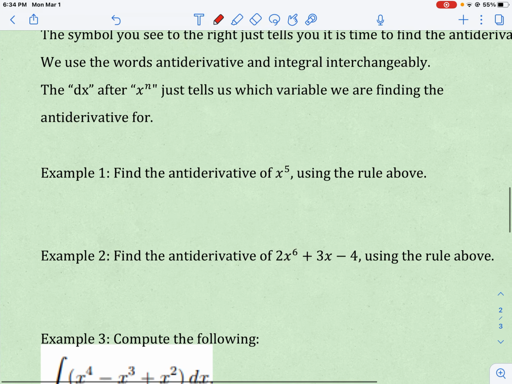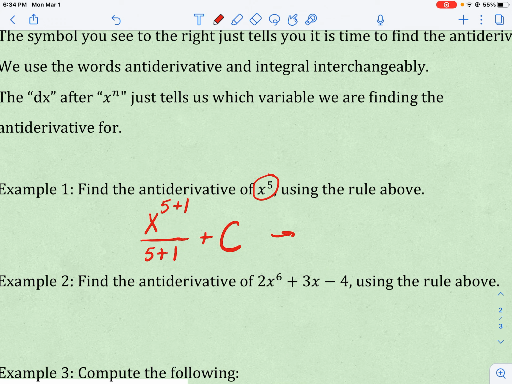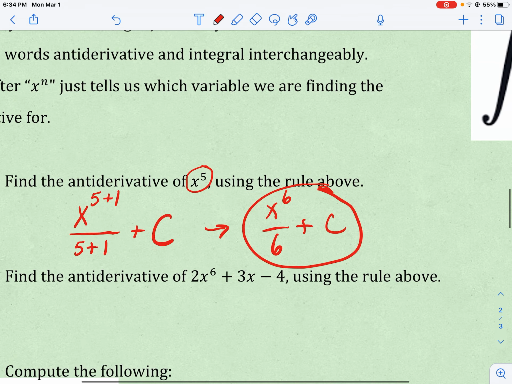So, example 1, find the antiderivative of x to the 5th using the rule above. So, again, all we're going to do, the antiderivative is found by taking what we started with, x to the 5th, adding 1, dividing by the exponent 5 plus 1, and then adding a plus c at the end, okay? And then you're just going to clean this up and call it x to the 6th over 6 plus c, okay? So x to the 6th over 6 plus c is the antiderivative of x to the 5th.